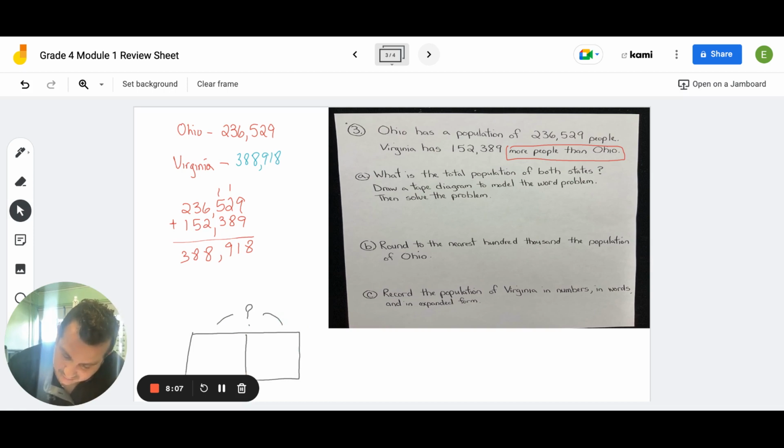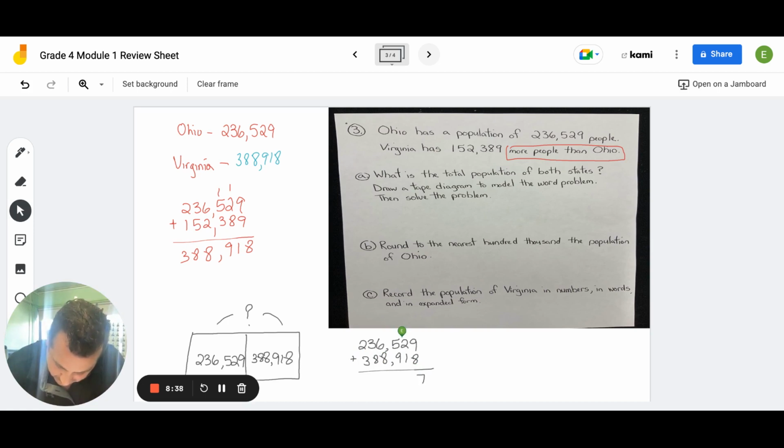I know one is 236,529, and the other one is 388,918. To find the total, I'm going to add those two numbers. I'm going to add them right on the bottom for you. 236,529 and 388,918. Let's add them up.